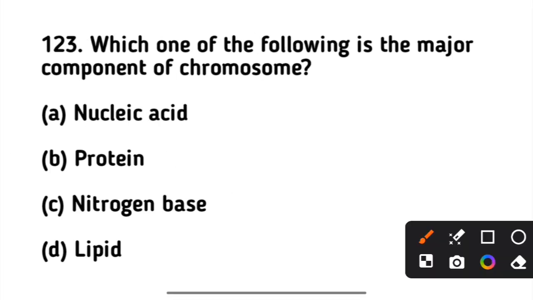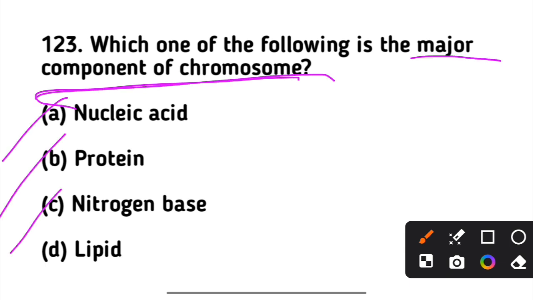Next, which one of the following is the major component of chromosome? Nucleic acid, protein, nitrogenous base, lipid. Option A is correct, nucleic acid. The chromosomes are mainly made up of DNA.